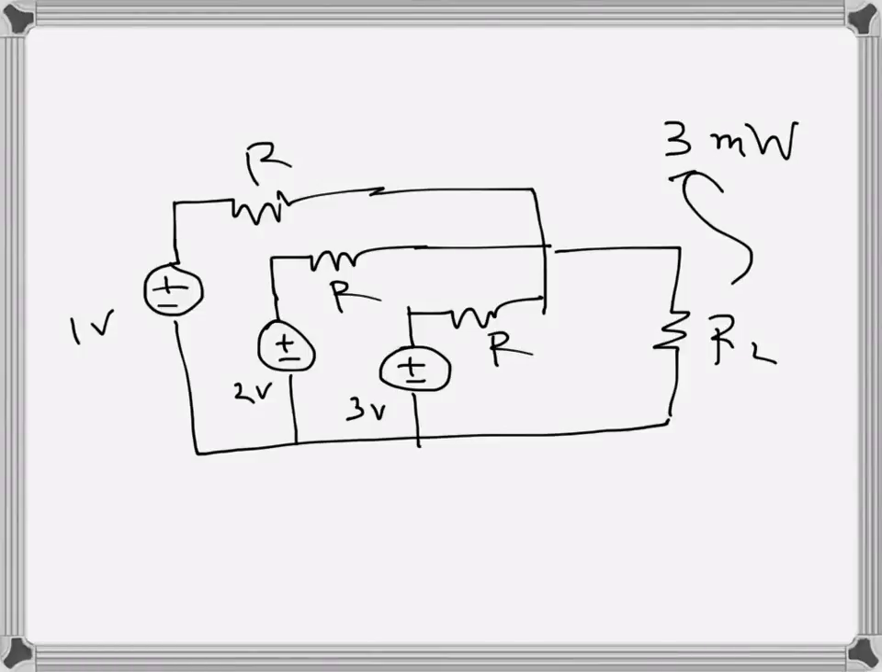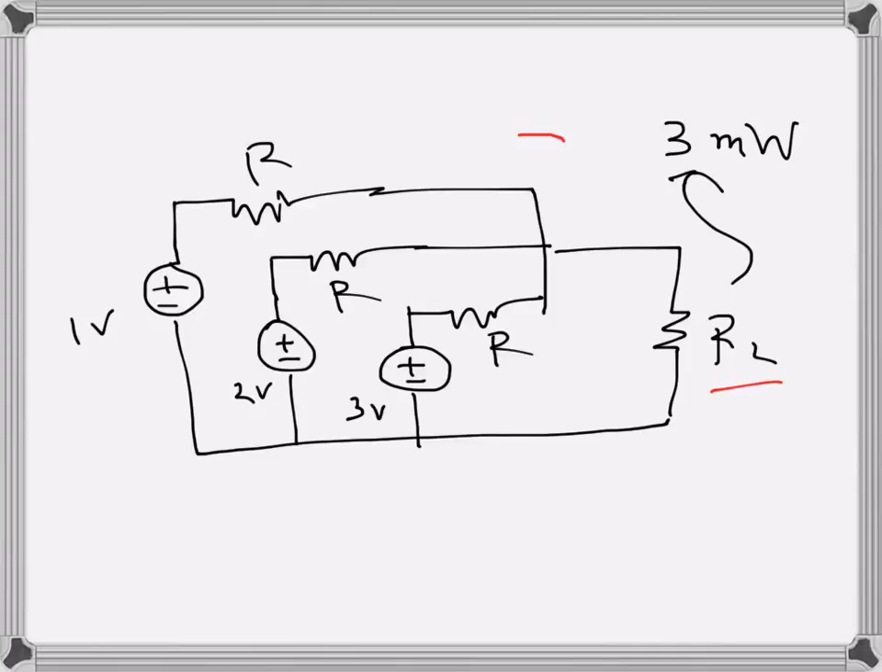For the given circuit, we need to find the value of RL that will result in 3 milliwatt power dissipated by it, which is the maximum power delivered to it. So we have to find the value of RL.